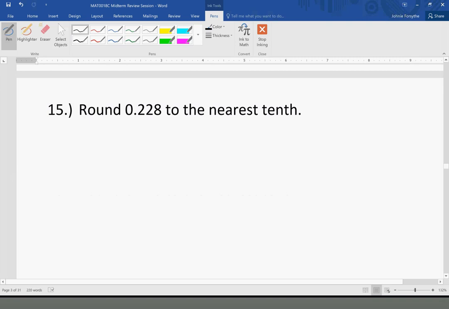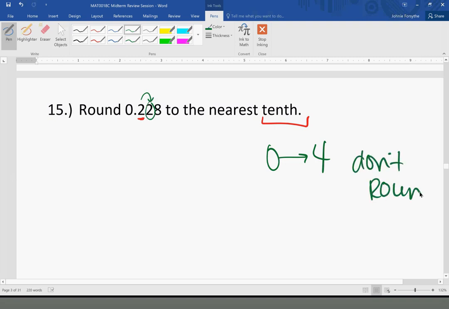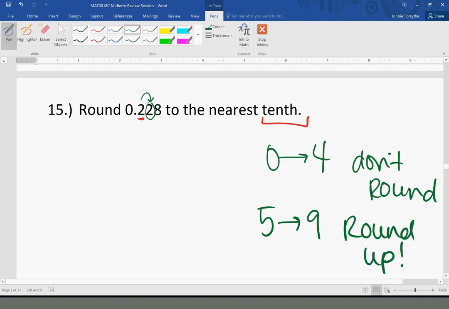All right, 15, round 0.228 to the nearest tenth. So the tenth place is the first place after the decimal. In order to round, we're going to round this number that I have over the red mark. We look to the right of it. If the number that I circled in green is 0 to 4, don't round. If the number is 5 through 9, you're going to round up. So in this case, the number in the green is between 0 and 4.